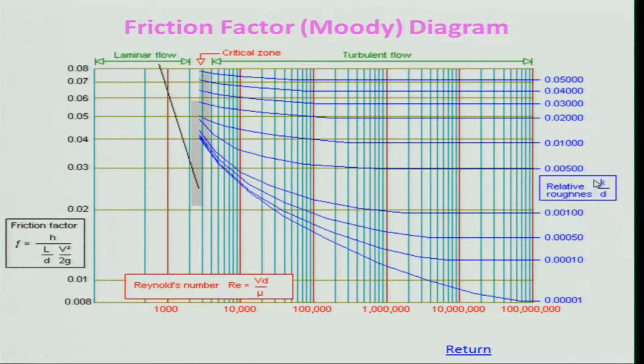That means this is k divided by d, of course a non-dimensional number. What you could observe here is that in this region, where the Reynolds number is very, very small, the friction factor decreases with the increase in Reynolds number. And there is of course a critical Reynolds number where the transition occurs, and this Reynolds number, if you look at it, is for a very smooth pipe.